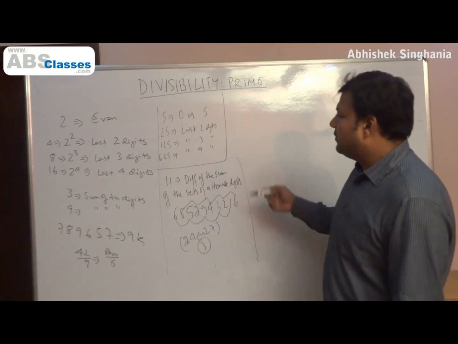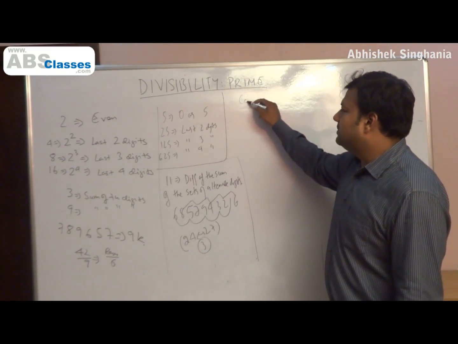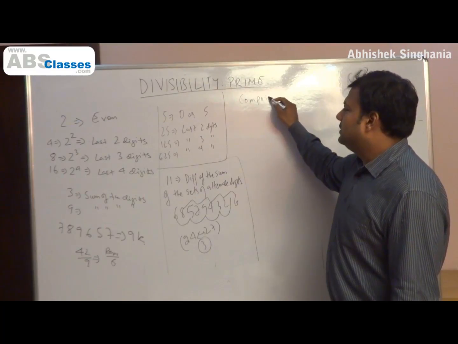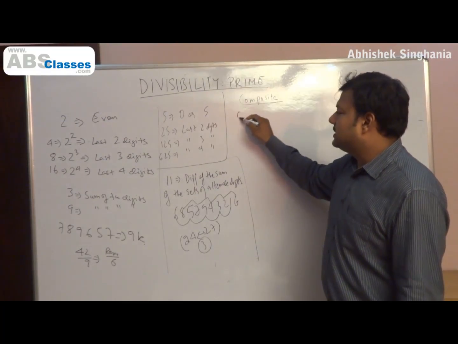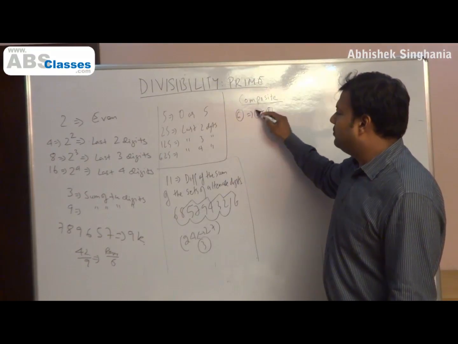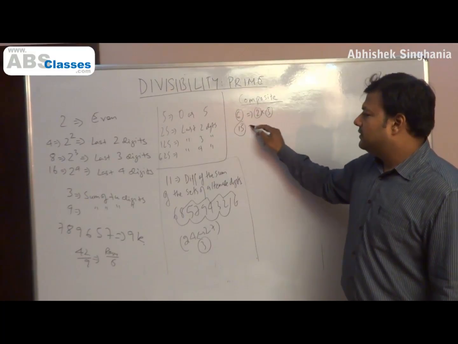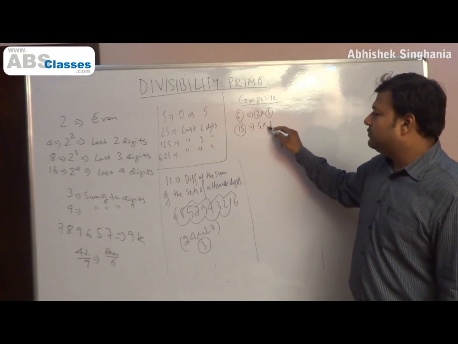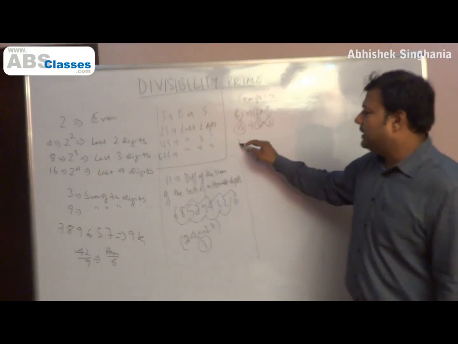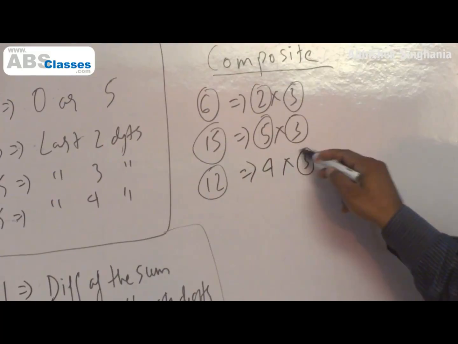Now, extending from divisibility of primes, this can also be used to find the divisibility of some composite numbers. Say if I have to check 6. Now 6 is 2 into 3, so I have to check for both 2 as well as 3. Say 15. 15 is 5 into 3, so I have to check for both 5 as well as 3. Say 12. 12 is 4 into 3, so I have to check for both 4 and 3.